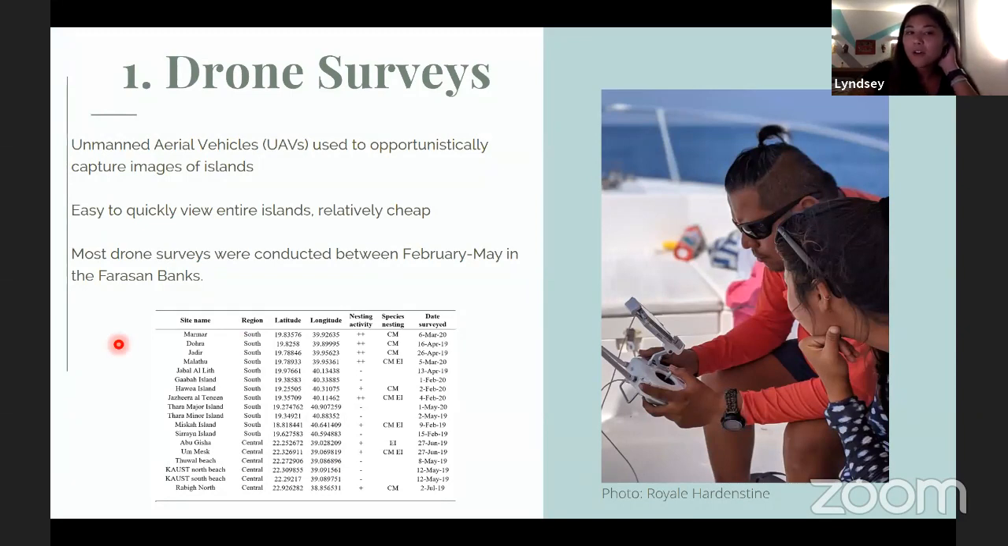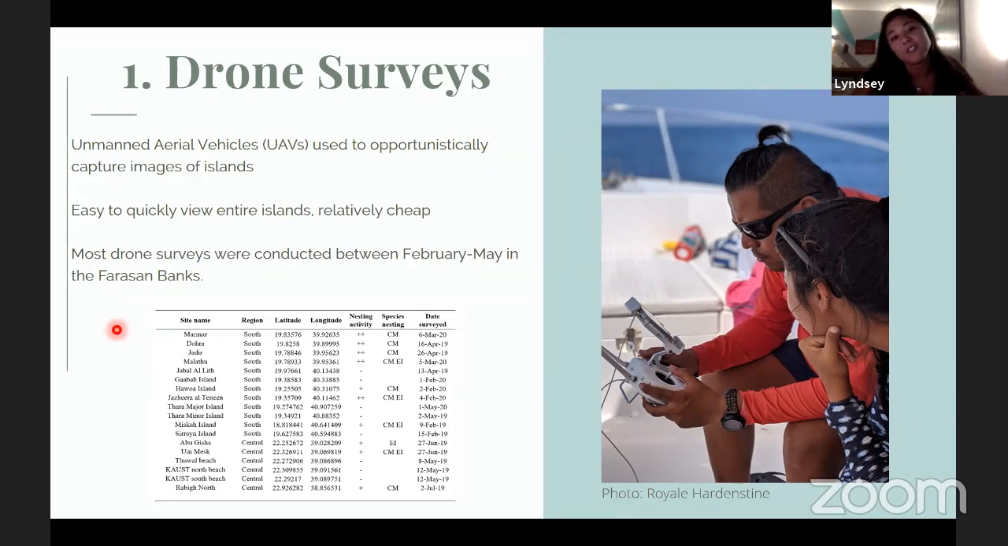Drones are super useful because it is pretty easy to survey an entire island, compared to walking around the island. And once we see that there is nesting evidence, then we can put that effort in to get to the island and figure out what species are nesting there.